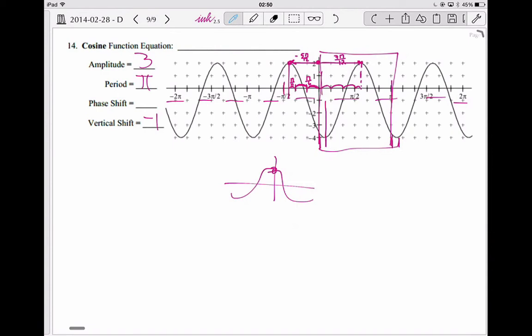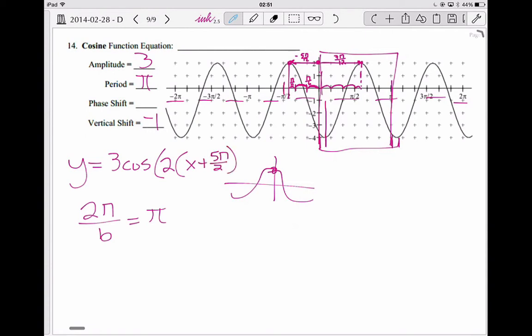So if I do -5 pi over 12, I would write y equals 3 times the cosine of, let's see, if normally the period is 2 pi, and now the period is pi, b must equal 2. I do have a phase shift, so I'm going to go ahead and factor that out. I've got x. To scoot to the left 5 pi over 12, I would write plus 5 pi over 12, and all of that is shifted down 1. Here's one answer.